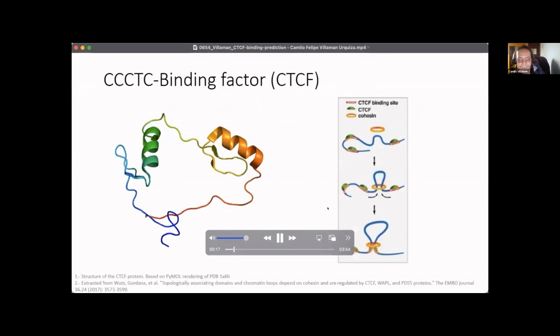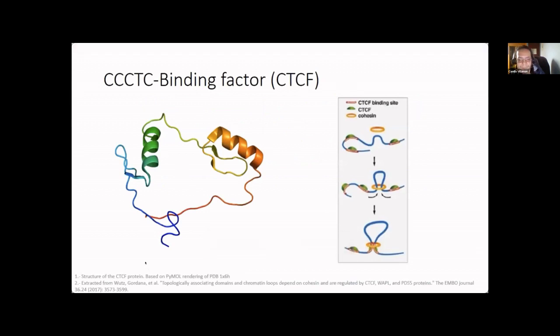CTCF is a multifunctional protein acting as a transcriptional activator, a repressor, an insulator protein blocking the communication between enhancers and promoters, and it's involved in the three-dimensional architecture of the genome. CTCF is essential in the establishment of topologically associating domains or TADs, self-interacting chromatin regions with increased intra-domain contacts, and CTCF loops with the help of cohesin, bringing together distant elements in the genome. Abnormal CTCF binding is related with disease and varies according to different cell types.